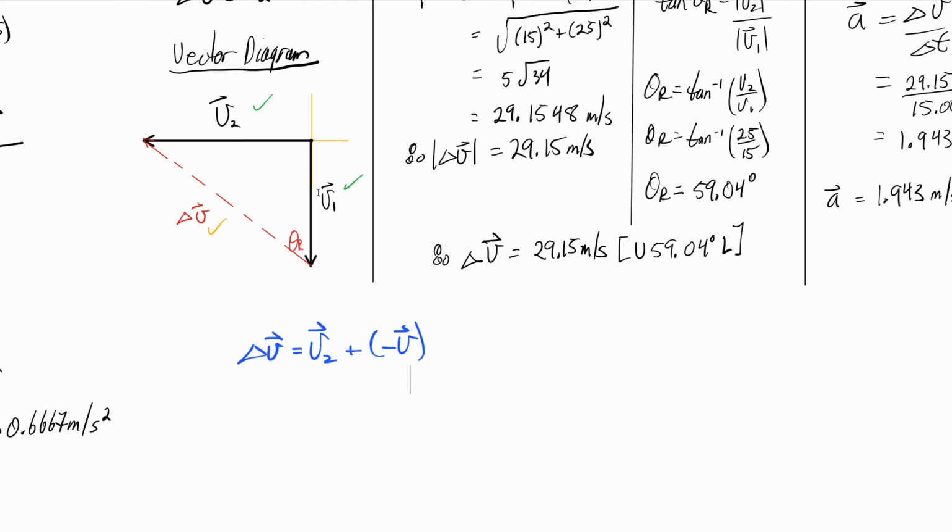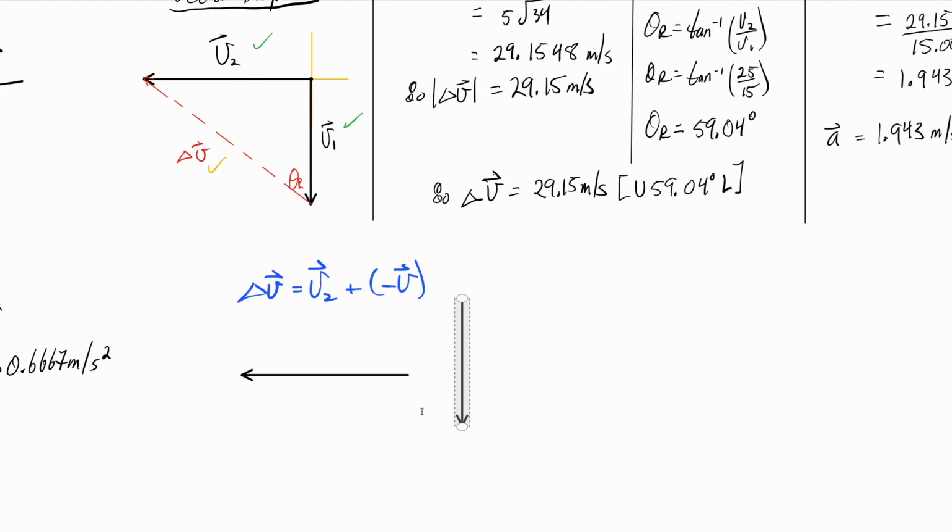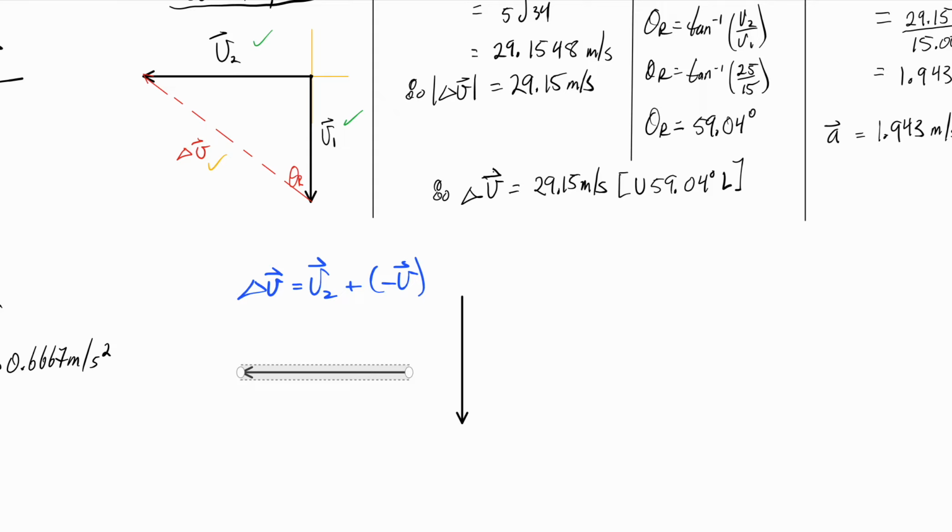Okay, so now what does that look like? I just made a copy of our V2, and here's a copy of the V1. All right, I'm going to change the color to this. So that's our V2. Now, I need to make this a negative V1. Well, to make it negative, it means it just flips direction. So the negative V1 is just in the opposite direction of V1.